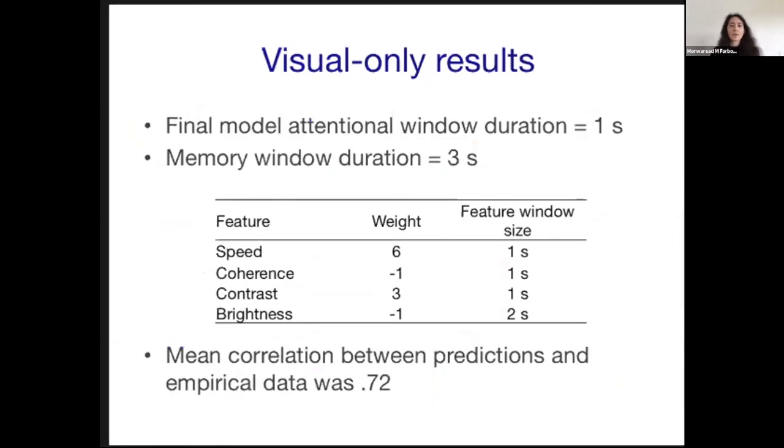Okay, visual only results. The optimized model for the visual only stimuli retained all 4 features: speed of motion, contrast, coherence, brightness, with speed having the greatest weight, followed by contrast. Then coherence and brightness had a slight negative contribution to tension, but they were still important enough to be included. The mean correlation coefficient between the visual only stimuli and the predictions was also quite high, 0.72. So not as high as the audio only case, but still, given the complexity of the stimuli, I would think it's pretty good.